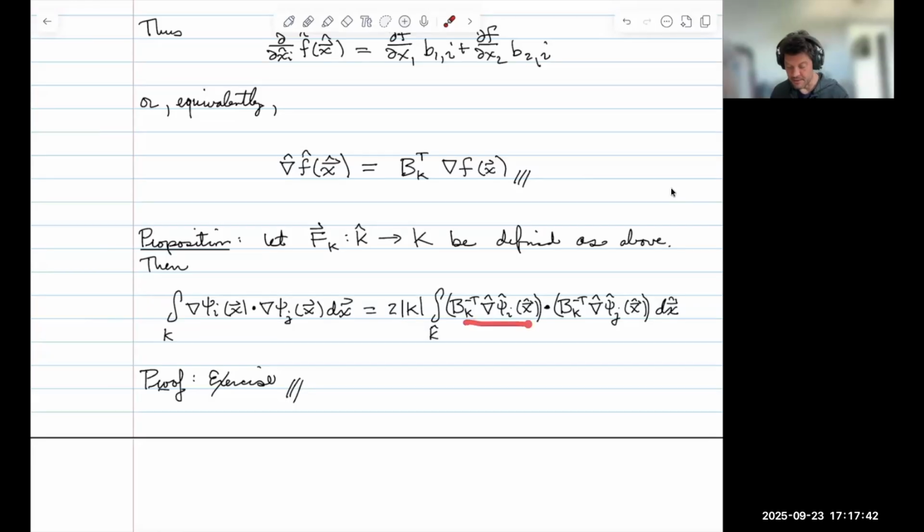What about these things? Well, these I can store up because for my reference triangle, I know what these guys are. They're very easy to express. What about these things? This is just the mappings, and it's easy to keep track of these mappings. This is part of the transformation F_K, because we said F_K was exactly equal to B_K x plus a_1.